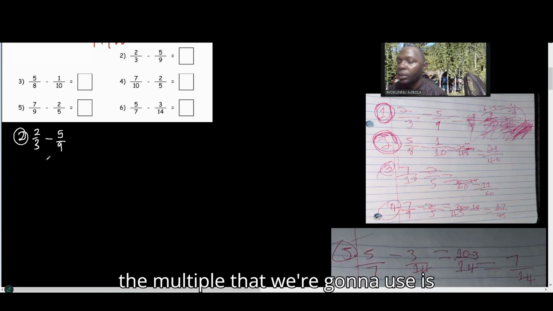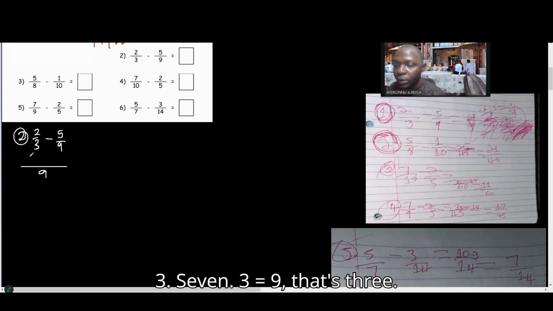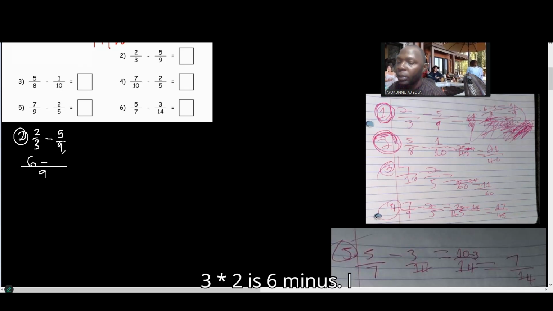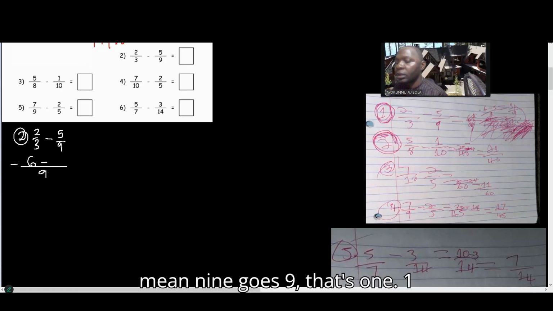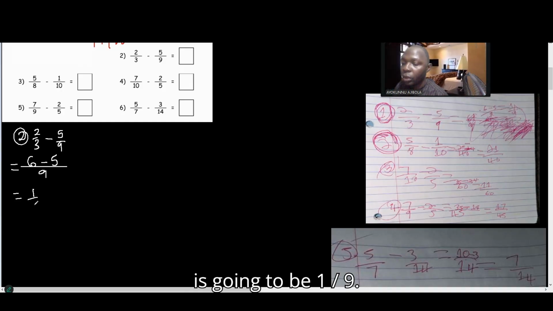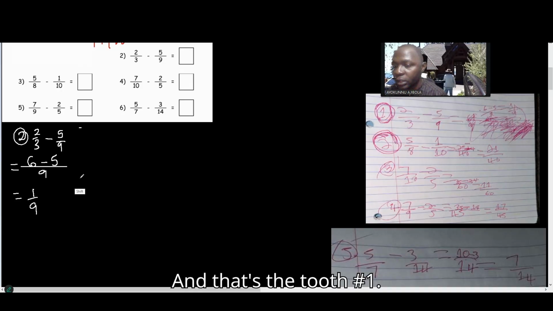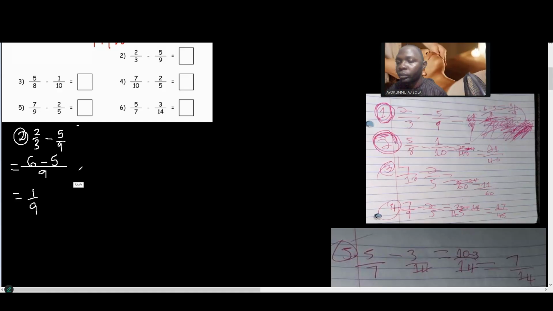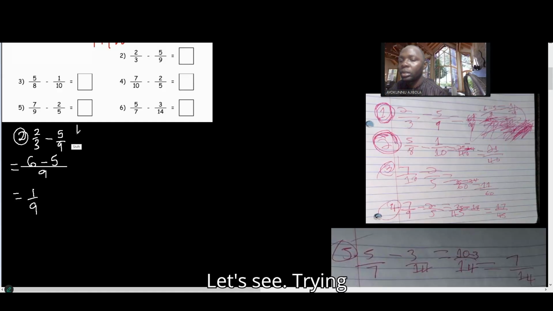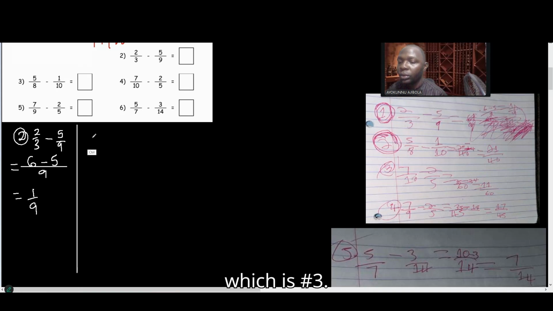So the multiple that we're going to use is 9 because 9 is a multiple of 3. So how many 3 goes in 9? That's 3. 3 times 2, that's 6. Minus. How many 9 goes in 9? That's 1. 1 times 5, that's 5. So the answer is going to be 1 over 9. And that settles number 1. Let's see. So number 2, which is number 3.